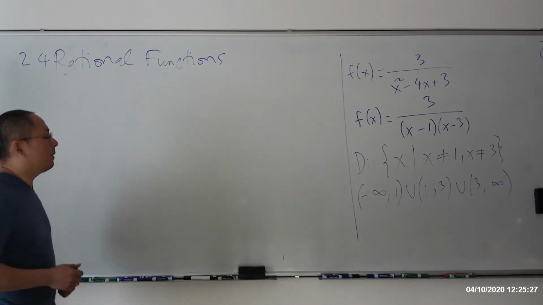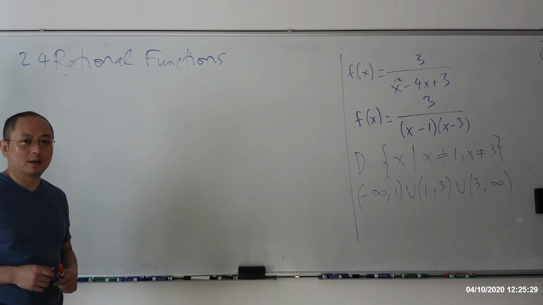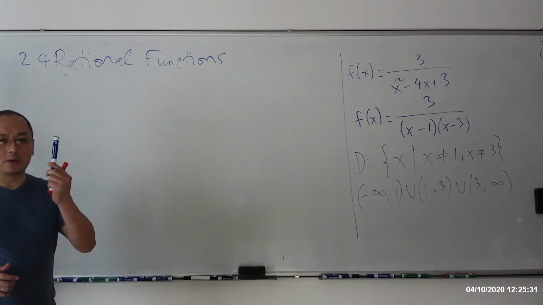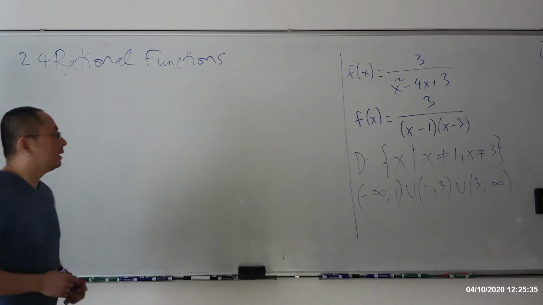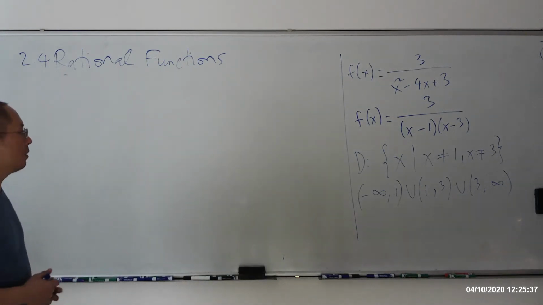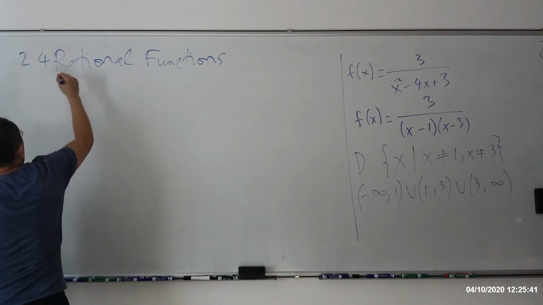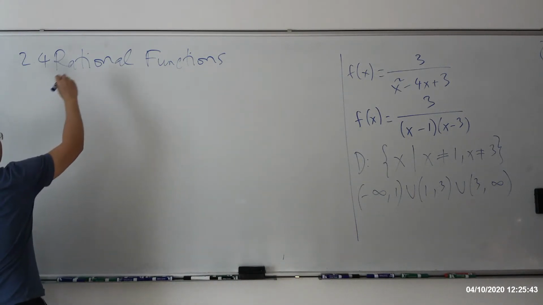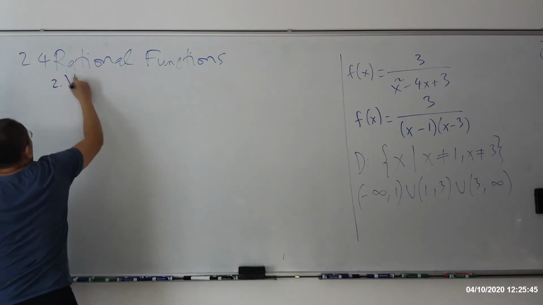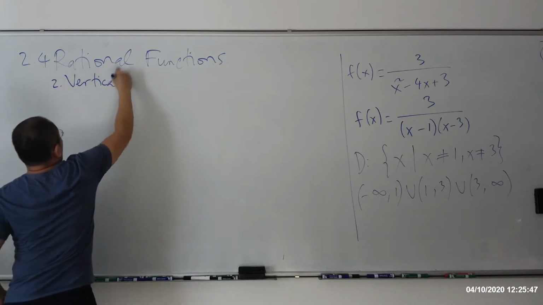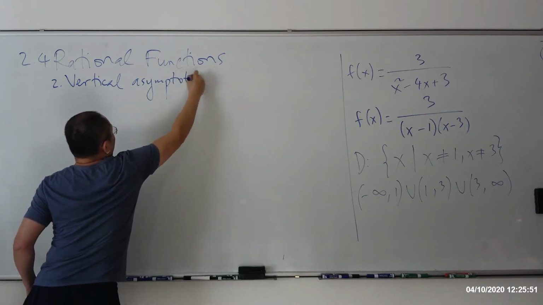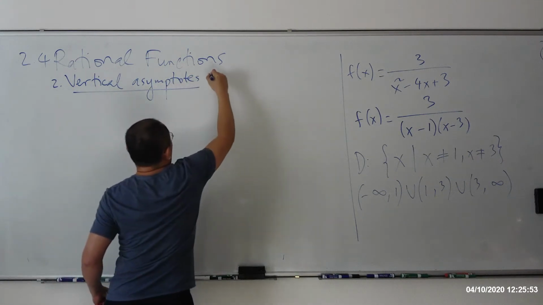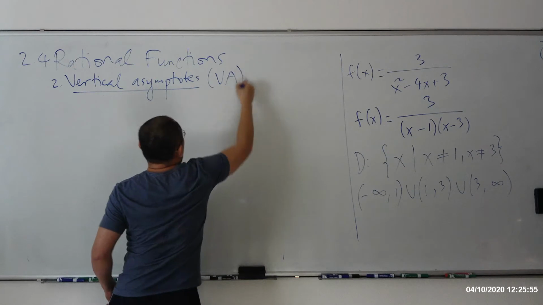So we're going to talk about 3 types of asymptotes today. First, the vertical asymptote, then the horizontal asymptote, and then the third one will be the oblique asymptote, which is the diagonal line. All right, so let's start with the asymptote. Probably number 1 was the domains. How about number 2, vertical asymptote? Okay, let's abbreviate it by VA, vertical asymptote.